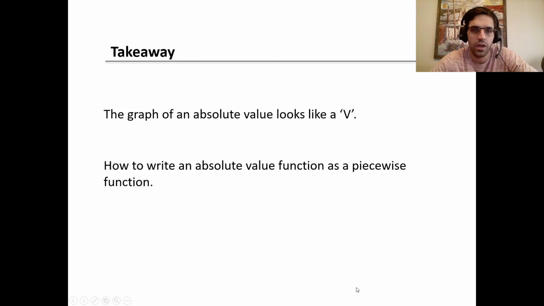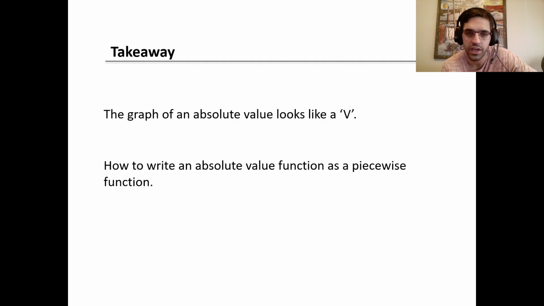This is a lesson we did in February, just in time for Valentine's Day. So if you wanted to give a Valentine's Day card to a nerd, instead of writing happy V day or whatever, you could put happy f of x equals the absolute value of x day. And maybe they'll understand that. Or maybe that's just a terrible idea and you shouldn't even do it.